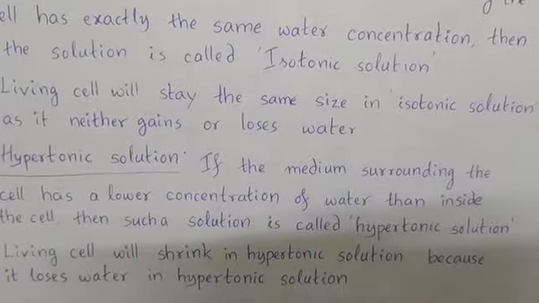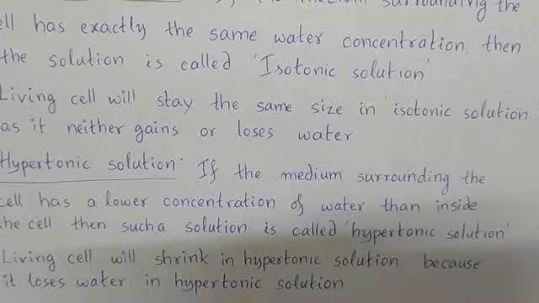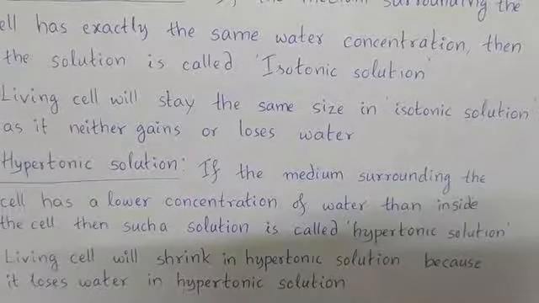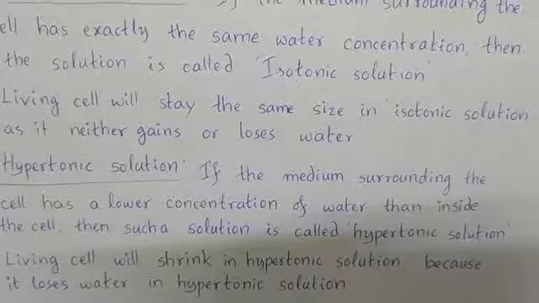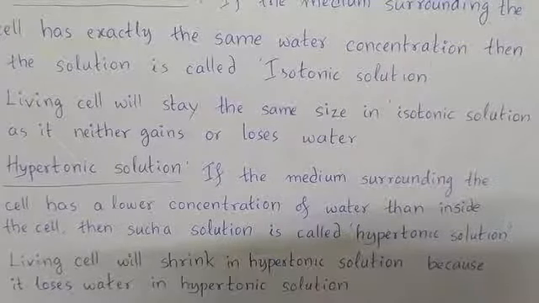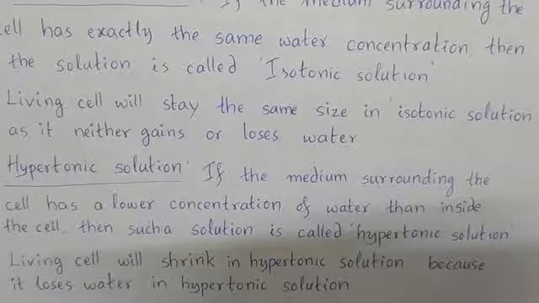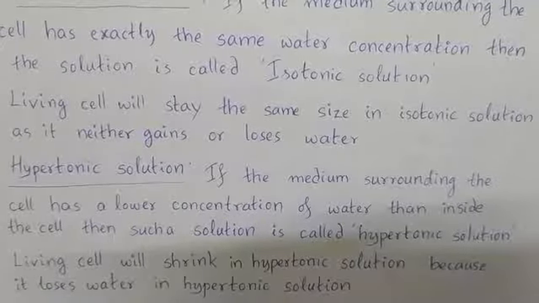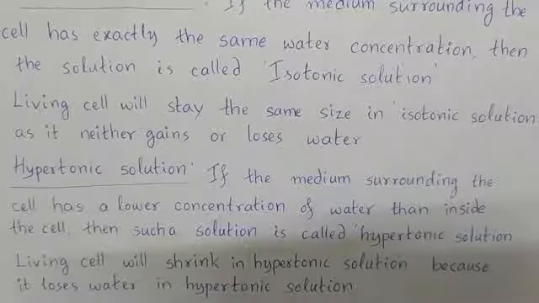Next, hypertonic solution. If the medium surrounding the cell has a lower water concentration than inside the cell, then such a solution is called hypertonic solution. So inside the cell the free water concentration is higher, and outside the cell there is lower free water concentration. So the surrounding medium outside the cell is of which solution type? Hypertonic solution type. Here we have discussed the solution of the surrounding medium of the cell, right?